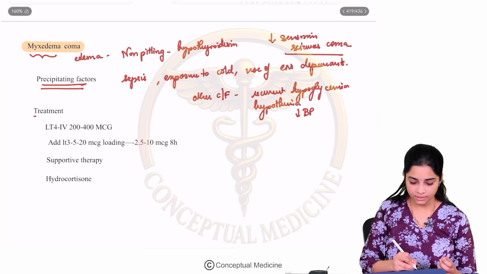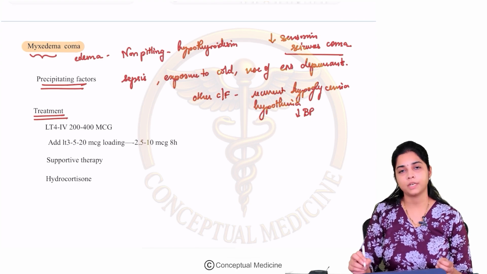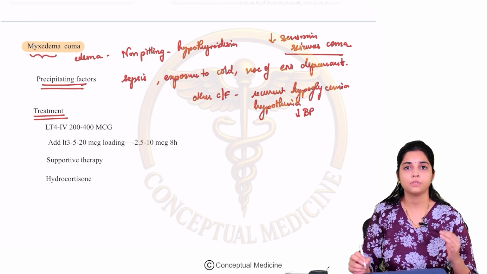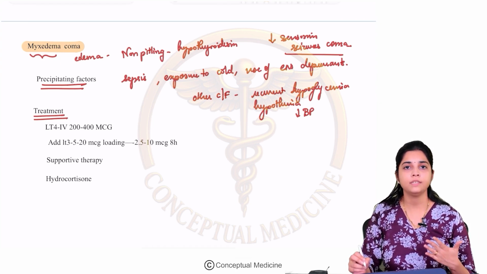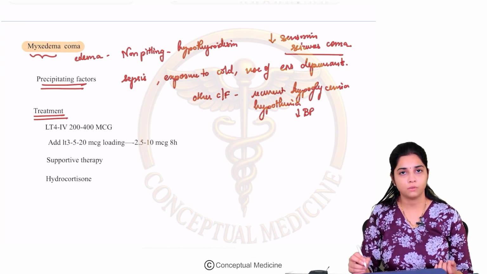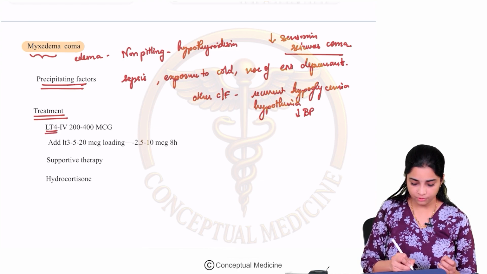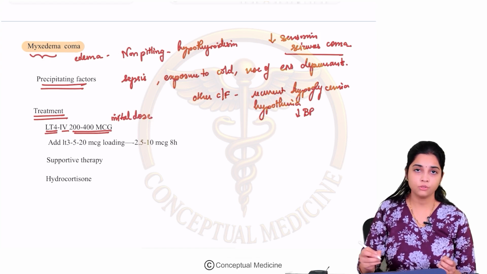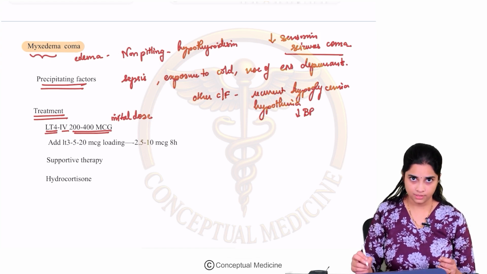Fine. So what is the treatment? First of all, you have to identify myxedema coma, which is a diagnosis of exclusion. You have to ensure that there is no infection, nothing else happening in the brain, or any other reason for the altered sensorium. So treatment is with LT4. You give it IV at 200 to 400 mcg as the initial dose, and then you look for the response and continue it. So you give levothyroxine therapy.